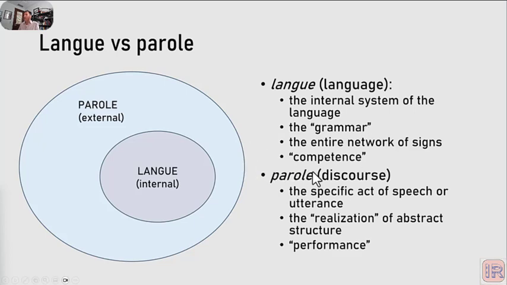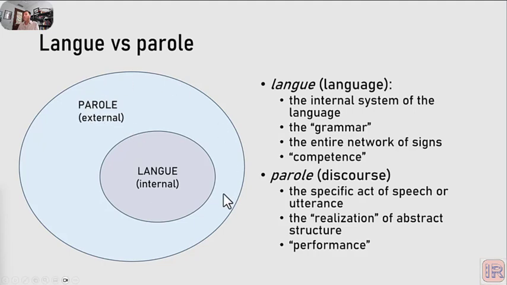Parole, on the other hand, we sometimes can translate into English as discourse. And this is not in the abstract system of the language. This is specific acts of speech or utterances. It is the realization of the abstract structure of language in particular sentences, texts, conversations. Modern linguists distinguish between competence and performance, between what is supposedly the capabilities of a native speaker versus what they actually produce.